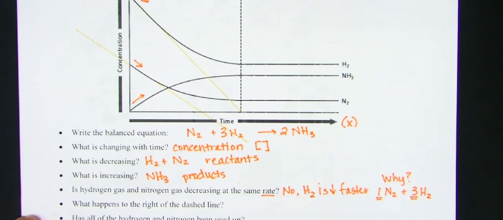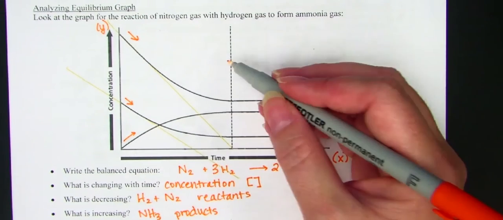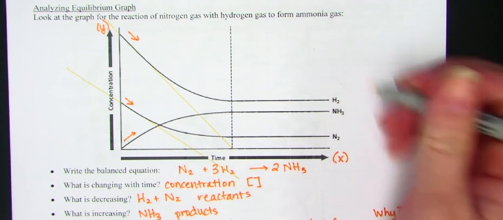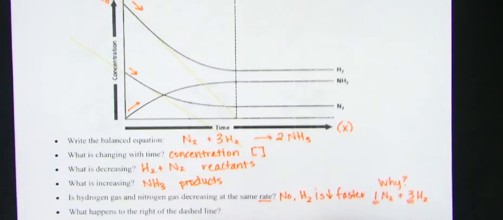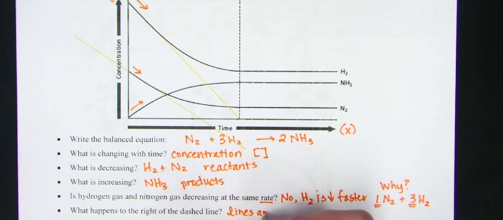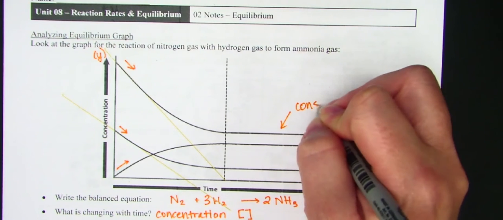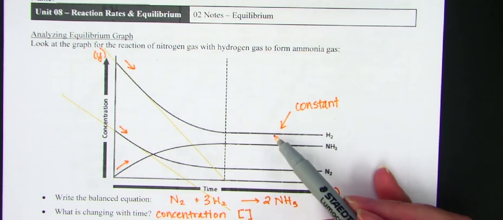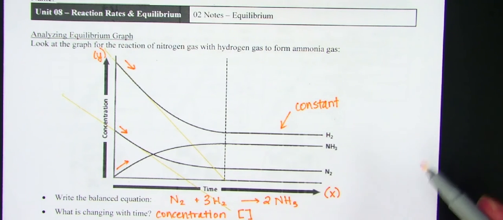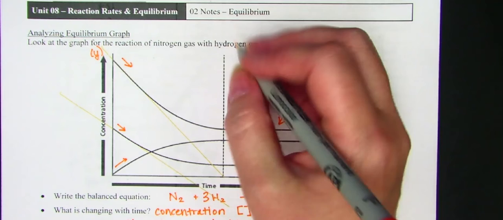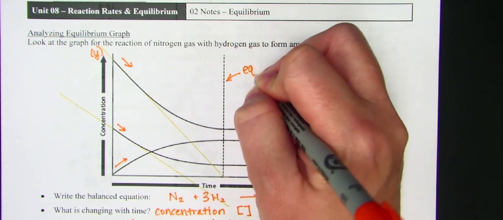All right. The next question, what happens to the right of the dashed line? So here we have a dashed line. And so on to the right side of this graph, you notice all our lines, H2, ammonia, and the nitrogen, all of them have leveled out. So the lines are all level or horizontal. And what that tells us is, as time goes on, my concentrations are not changing. So these are remaining constant. So how much hydrogen I have here is the same as I have here. So this dashed line, when my concentrations are now constant, this dashed line is known as equilibrium.